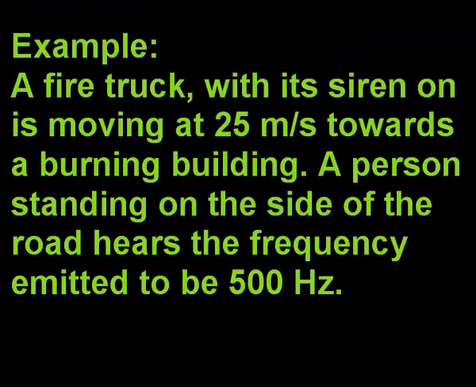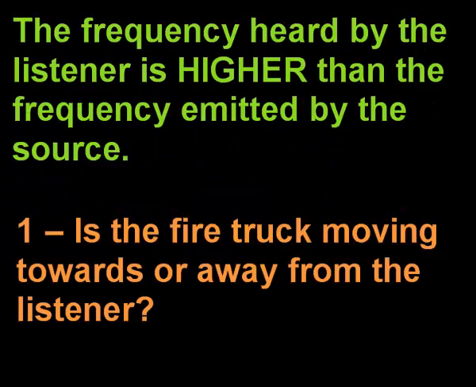The example starts off by telling us that a fire truck with its siren on is moving at 25 meters per second towards a burning building. Now a person standing on the side of the road hears the frequency emitted to be 500 Hertz. The frequency heard by the listener, though, is higher than the frequency emitted by the source. So the listener hears it at 500 Hertz, but it's higher than what the source actually emits.